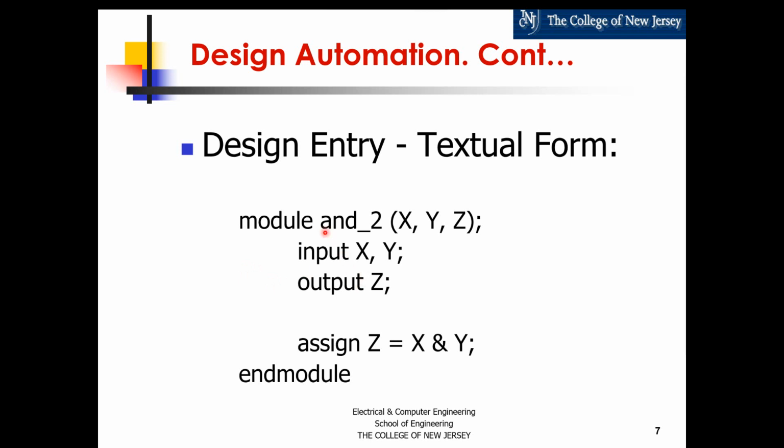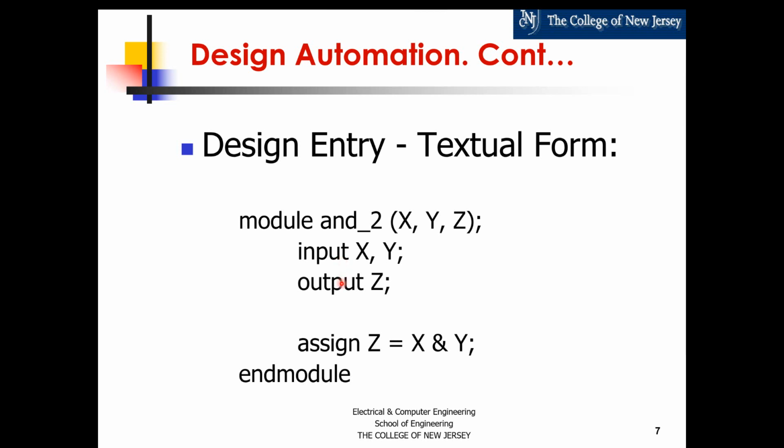So let's look at this description of a module that does ANDing, and it has 3 ports: X, Y, and Z. X and Y are declared as input ports, and Z is declared as an output port. We'll go back to all of this in more detail, but in case you haven't seen Verilog before, this is how it looks.